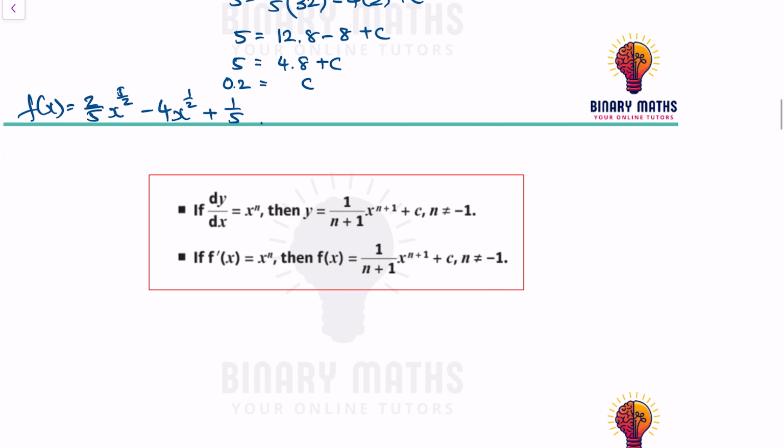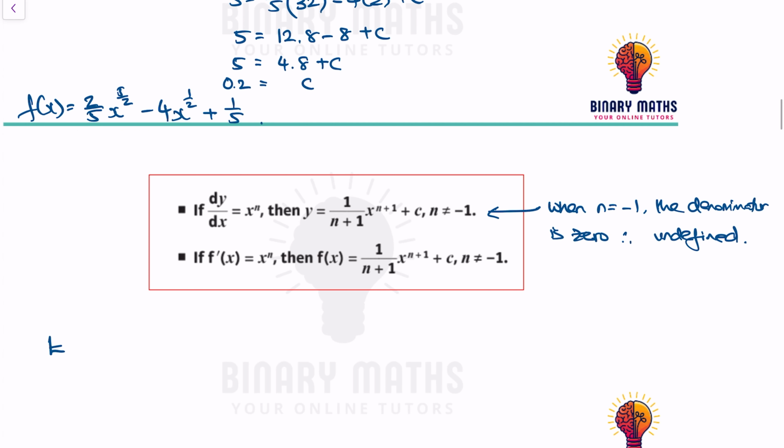Now the key thing here is n is not equal to minus 1, because when n is equal to negative 1, the denominator is 0, therefore undefined. So we can't use it when n is equal to minus 1. Similarly, if f dash of x is equal to x to the power of n, then f of x is equal to 1 over n plus 1, x to the power of n plus 1, plus c. Again, n is not equal to minus 1.